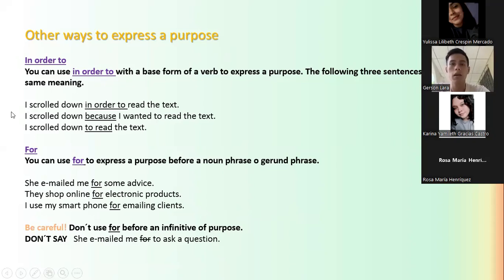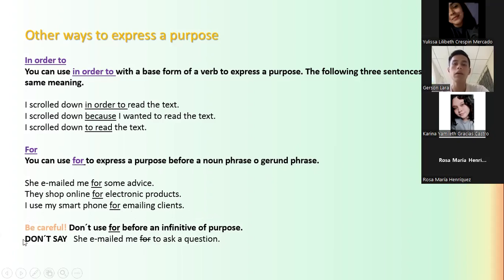I scroll down in order to read the text. The other one says, I scroll down because I wanted to read the text. And the other one says, I scroll down to read the text. As you can see here, they have the same meaning. And we have for. You can use for to express a purpose before a noun phrase or a gerund phrase. For example, she emailed me for some advice. They shopped online for electronic products. I use my smartphone for emailing clients.